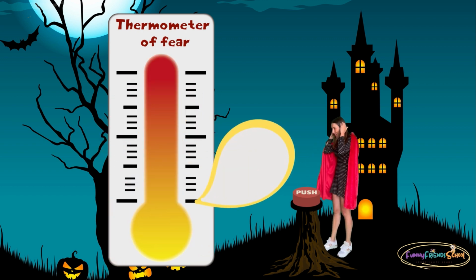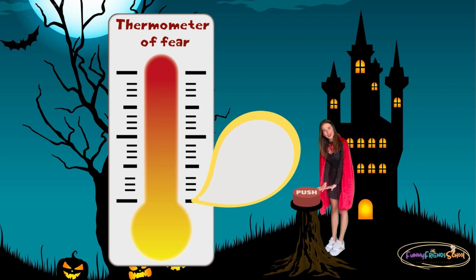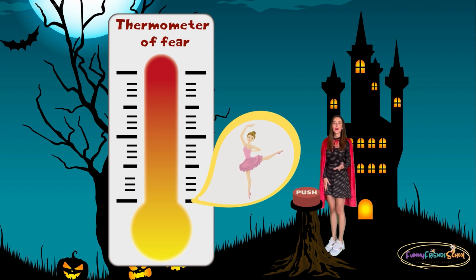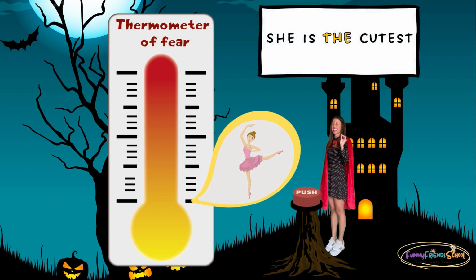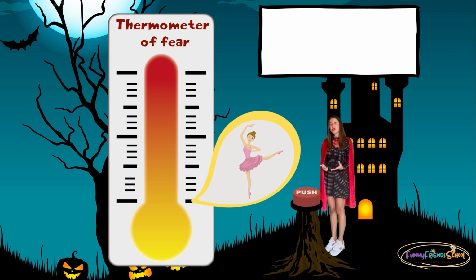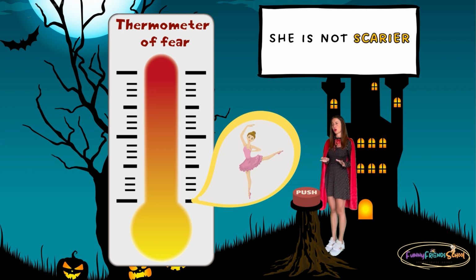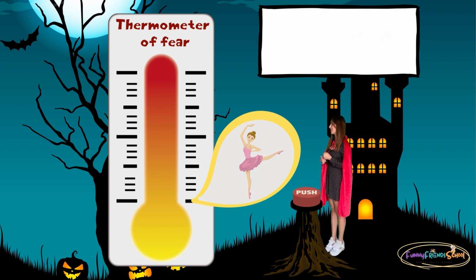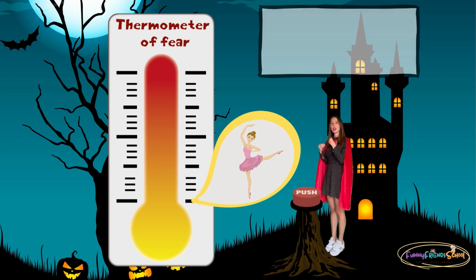Okay, we start from the bottom, from the yellow level. So what is the cutest or the cute character you're going to show us? Thermometer, come on, let's go. Ah, nice! What is it? Cute, right? She's the cutest. She's a ballet dancer, a ballerina. And of course, she's not scary at all. She's the sweetest and the cutest. I really like her. Come on, show me another character.